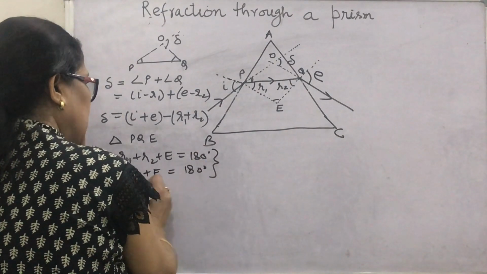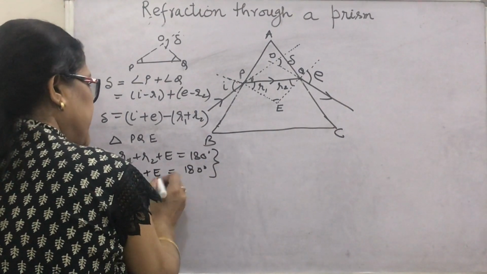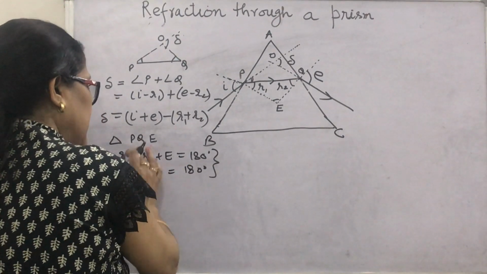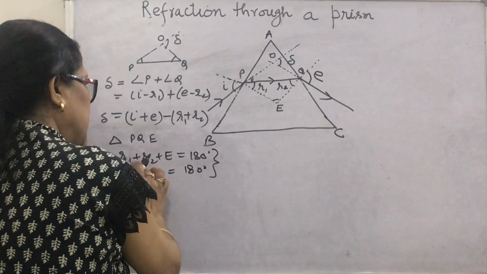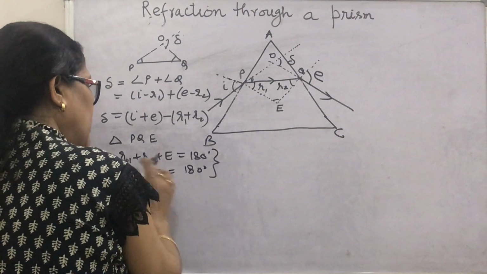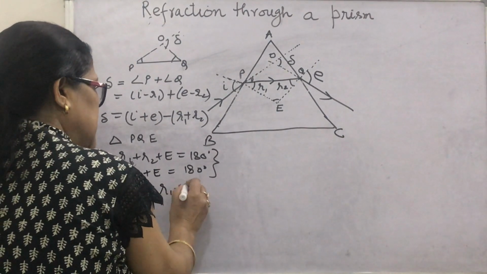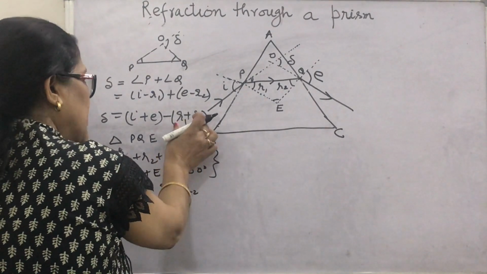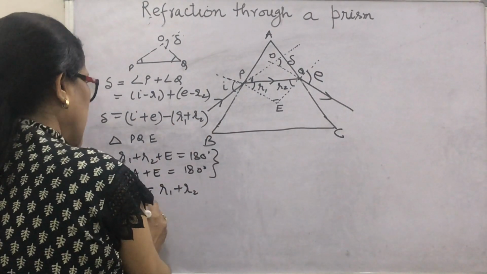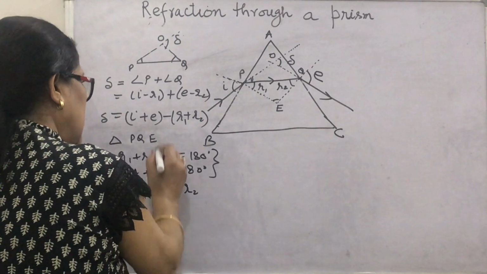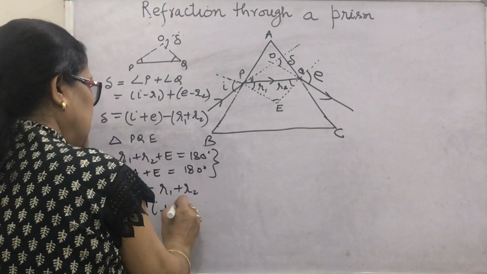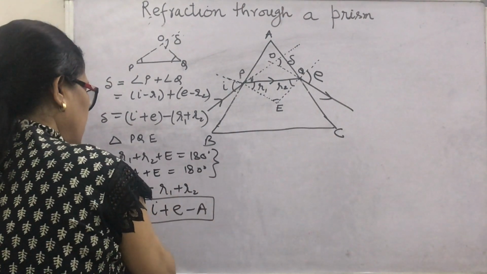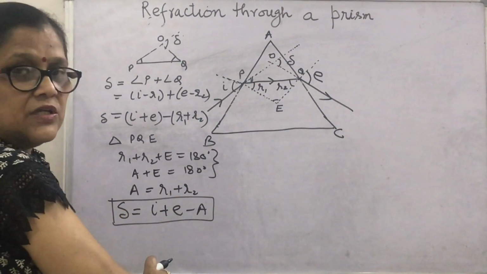Comparing these two expressions, what will you get? E plus 180 and 180 will cancel. If you subtract, then R1 plus R2 minus A will be 0. What will A be? R1 plus R2. So in place of R1 plus R2, what can you put? A. Then what can you write? Delta as I plus E minus A.